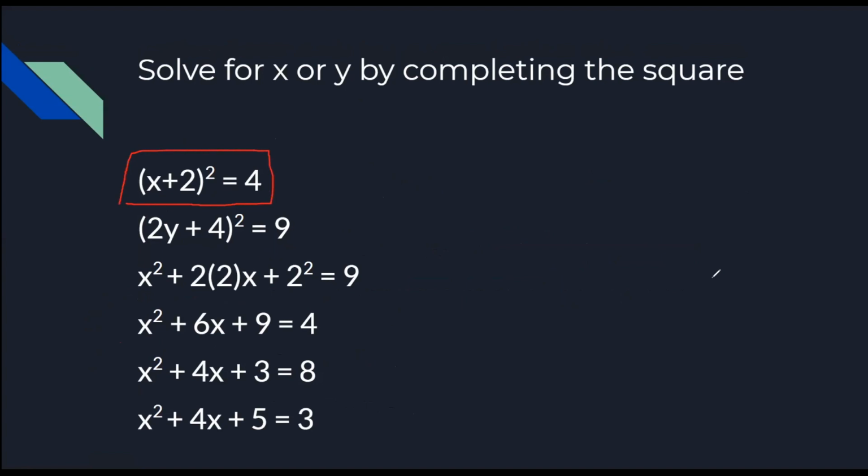Remember, we can take the square root of both sides, but we have to consider where x plus 2 equals 2 and where x plus 2 equals negative 2. Okay, I'll do this first example. When x plus 2 equals 2, we have x equals 0. But when x plus 2 equals negative 2, we have x equals negative 4.